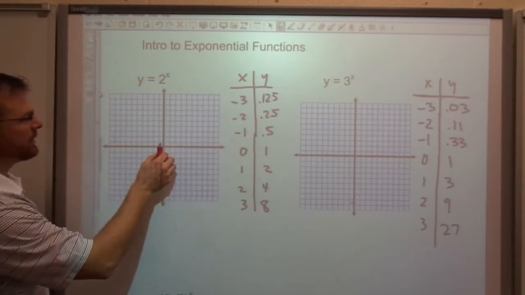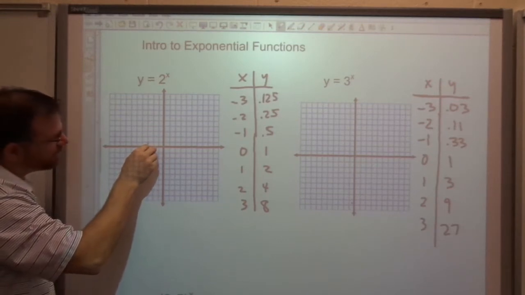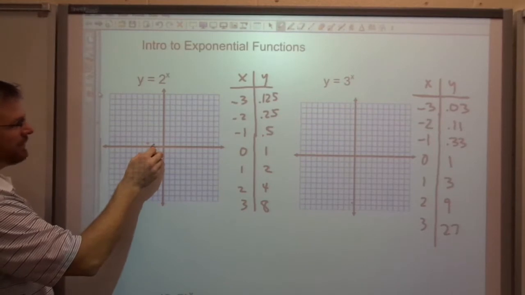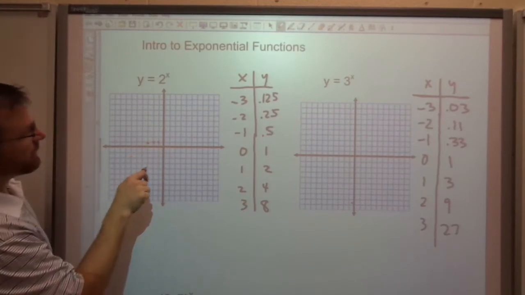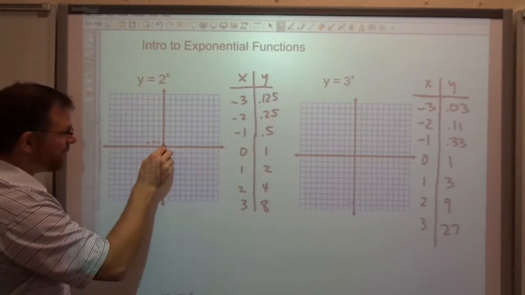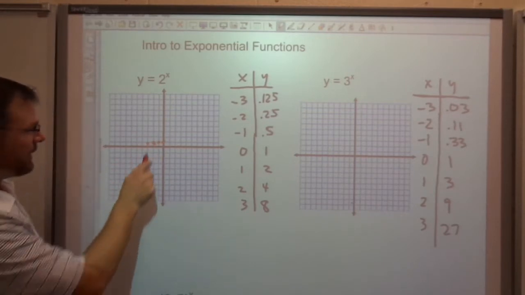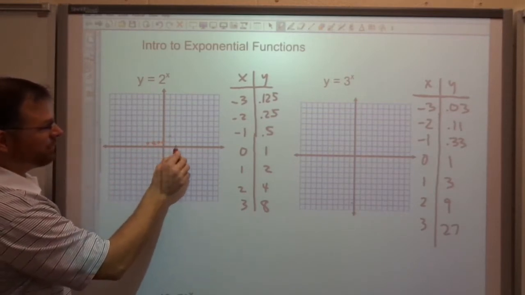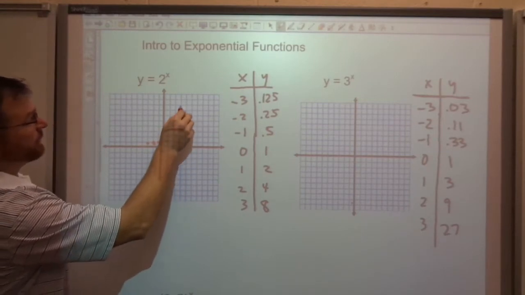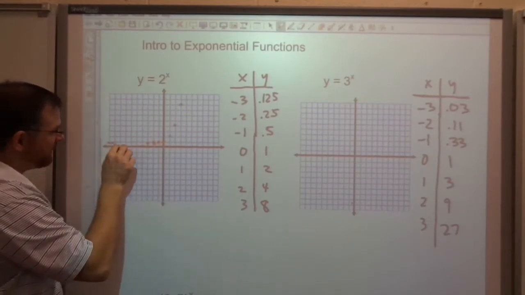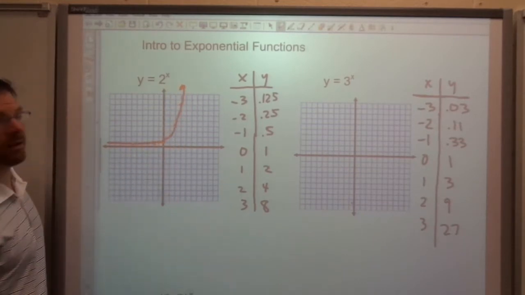So we see that when x is negative 3, y is 0.125, it's very, very small. When x is negative 2, y is 0.25, and negative 1 is 0.5. But 0 is 1, 1 is 2, 2 is 4, 3 is 8, and you can see what's happening. This curve is going right through 1 and then taking off and getting big.